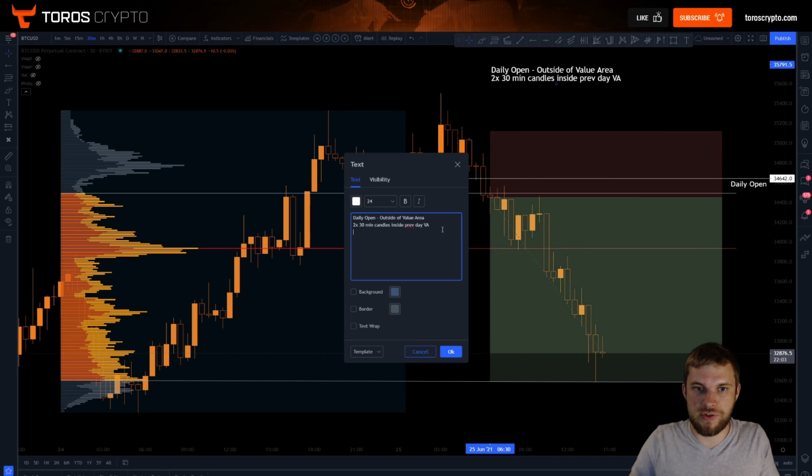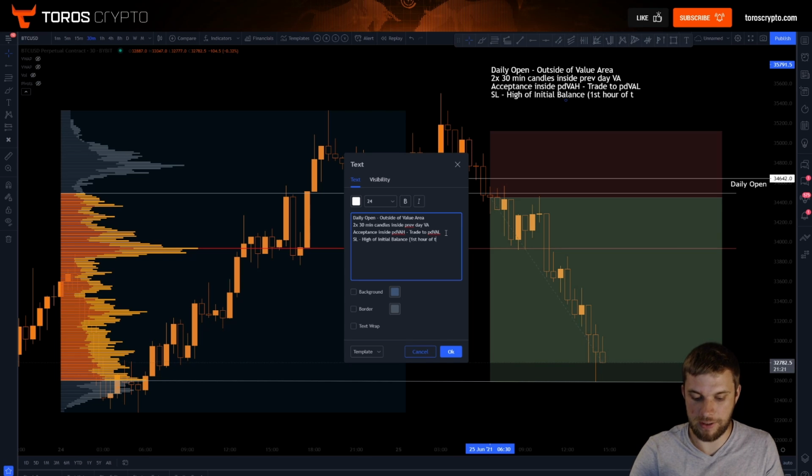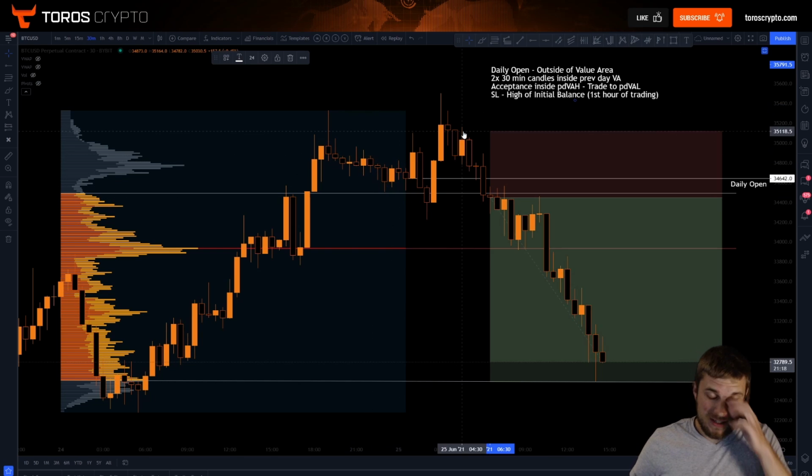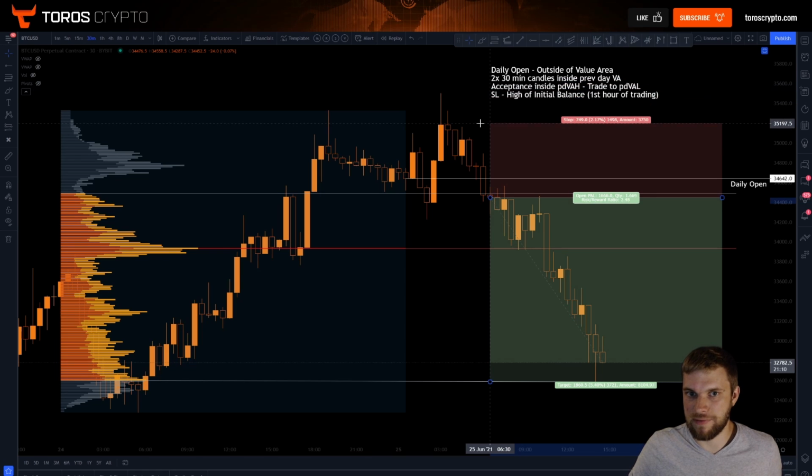So what it would do is trigger, so acceptance inside previous day value area, trade to, so let's just go value area high for this example, trade to previous day value area low. Yep. So here's the example of that. So we did get acceptance inside previous day value area high, and then you can trade it down to previous day value area low. Your stop loss would be high of initial balance, so first hour of trading for that day. Okay. And again, these are the rules for it. If you wanted to be more conservative and you wanted a proper invalidation, you could pull that stop loss up to there, but this doesn't really give you a very good trade in that example.